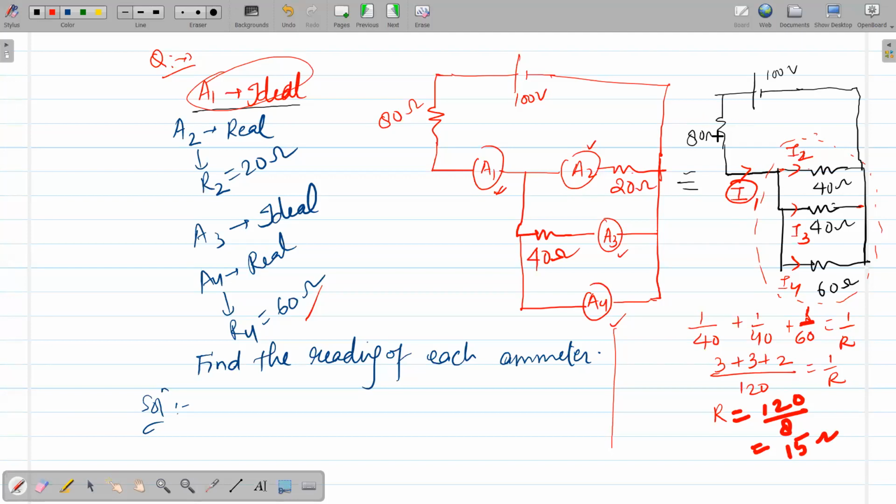So total resistance in the circuit is what? 15 plus 80, that is 95. This is 80, this is 15. So this is 95 ohm. Clear? Okay. So current I1 will come out as 100 by 95. Check this. If you have any confusion, tell me. 100 by 95. Got it?